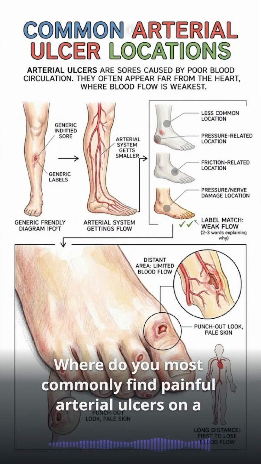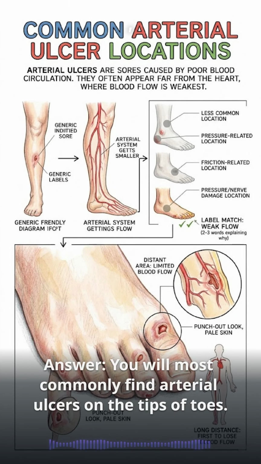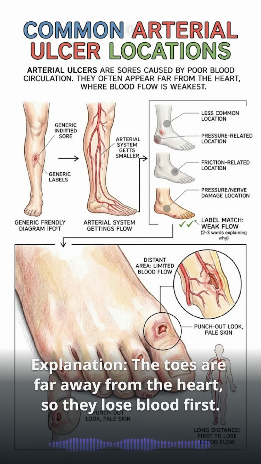21. Where do you most commonly find painful arterial ulcers on a patient? You will most commonly find arterial ulcers on the tips of toes. The toes are far away from the heart, so they lose blood first.